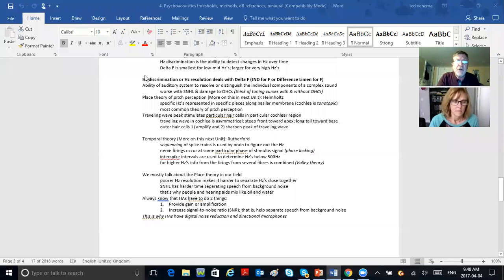If I stop sharing here and we read about what it says here: ability of the auditory system to resolve or distinguish, let me highlight that, between the individual components of a complex sound. Worse with sensory neural hearing loss, worse with damage to outer hair cells. Okay, let's see if we got a picture here.